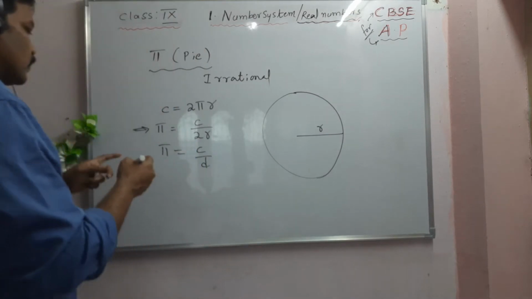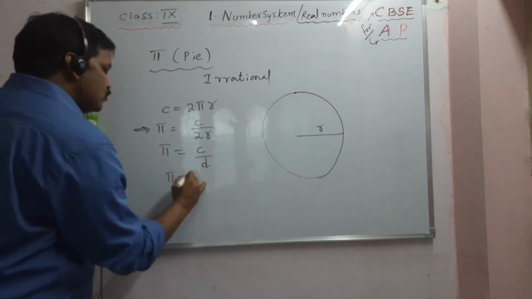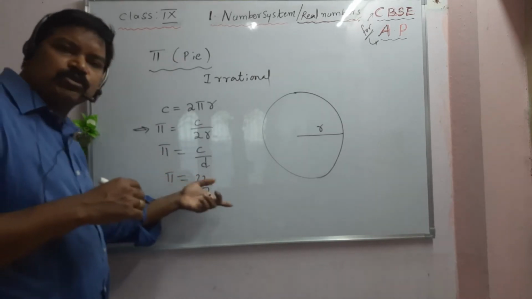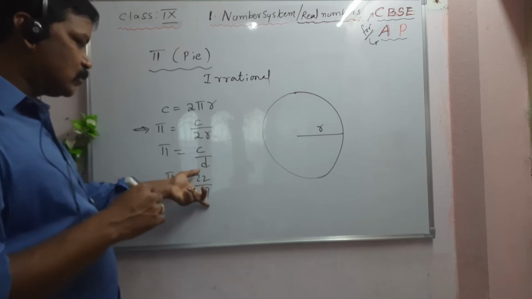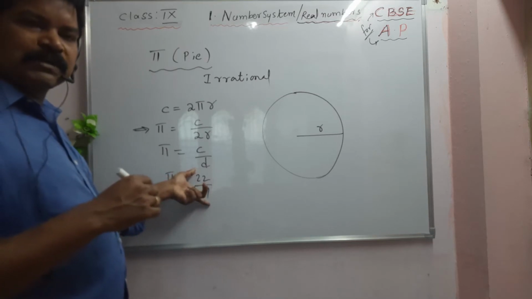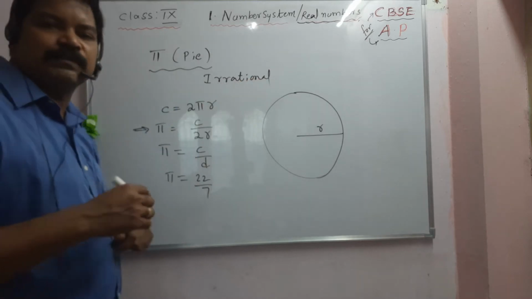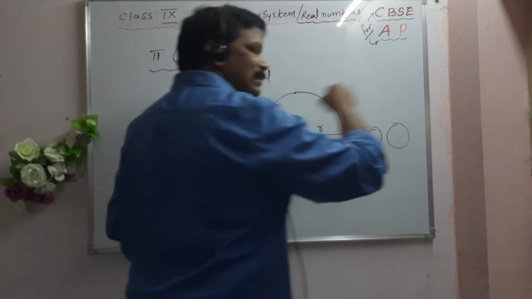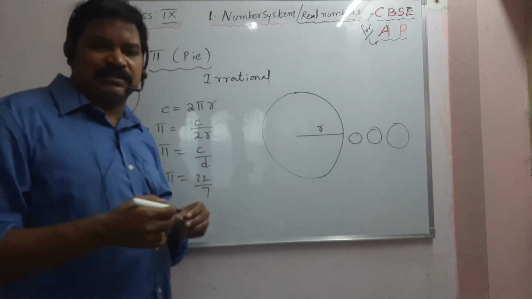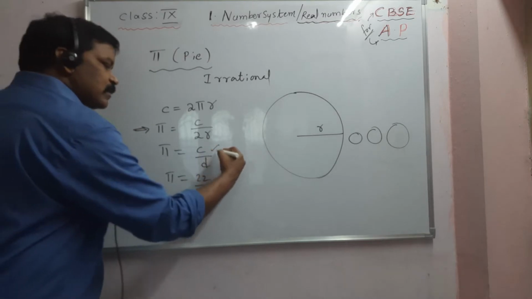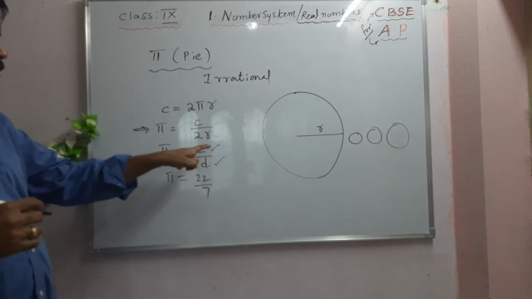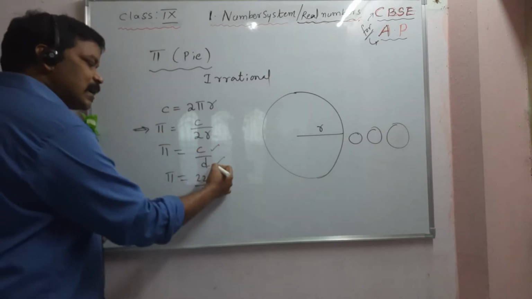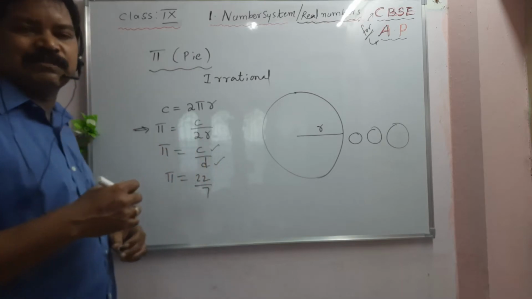See, how do you prove that this pi value is equal to 22 over 7? Pi is equal to 22 by 7. Actually, it looks like a rational number, but this pi is an irrational number. So how do you prove this? Take different radii of different circles, and find out the ratio of circumference and diameter. Then you will notice that the ratio of circumference and diameter is equal to 22 over 7.